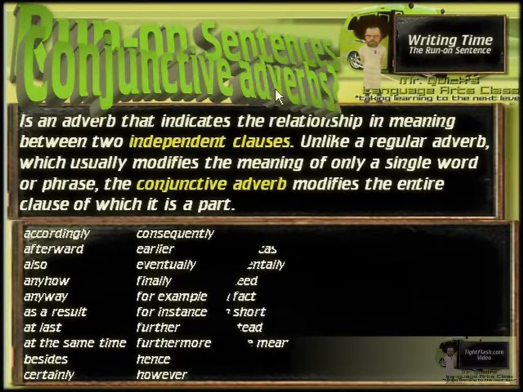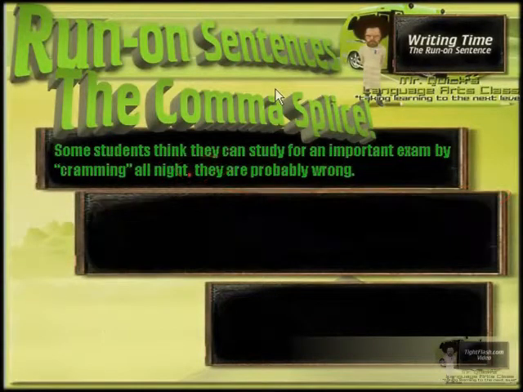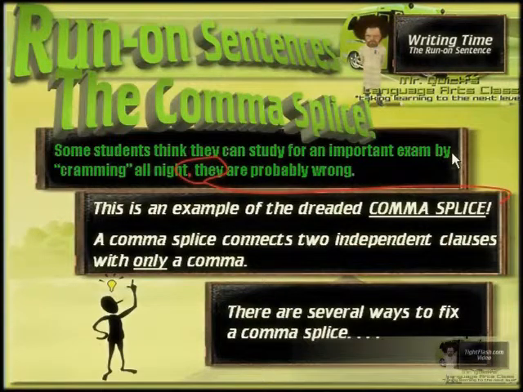Okay. Now, of course, I don't have to show you the conjunctive adverbs again. I think you have an idea of what they are. But let's look at this sentence here. "Some students think they can study for an important exam by cramming all night, they are probably wrong." Right off, when we break this sentence down, we can see the clauses. "Some students think" is our subject-verb relationship. "They can study for an important exam by cramming all night." "They are" is another subject-verb relationship, "probably wrong."